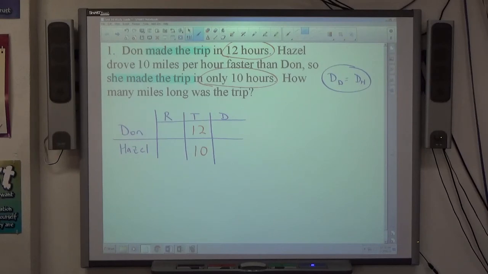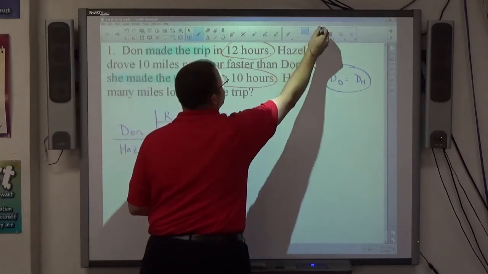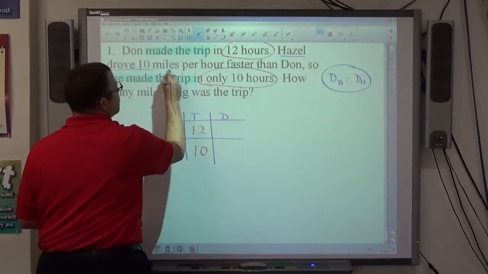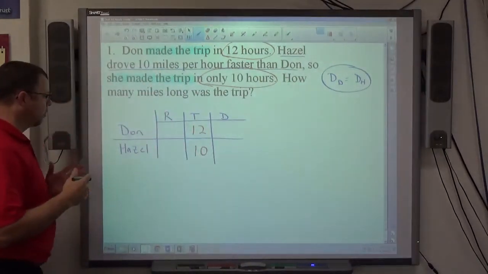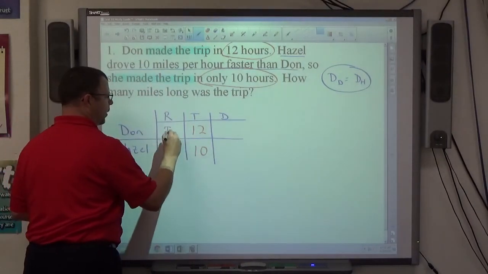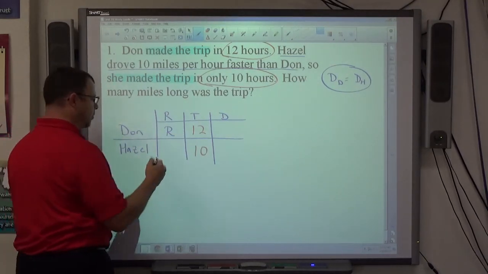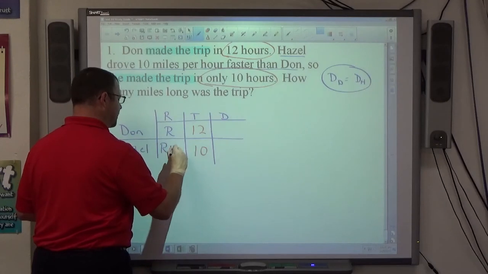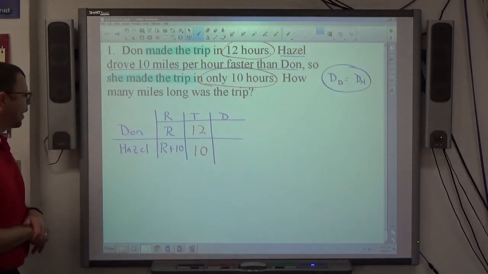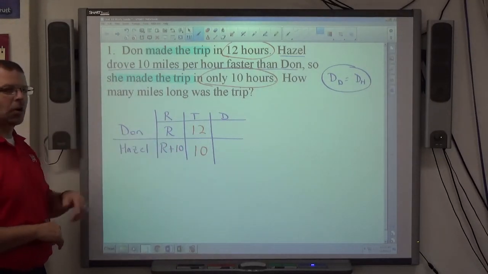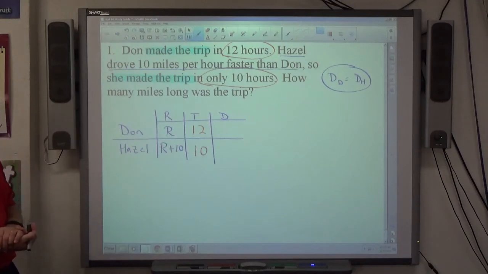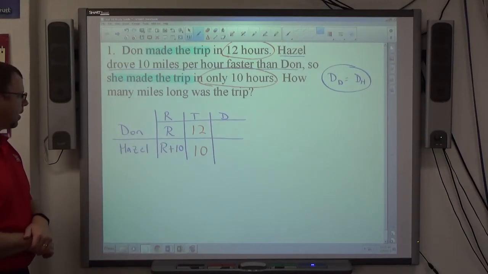They don't tell me how fast either person drives, but they do tell me that Hazel drove 10 miles per hour faster than Don. So if Don's going at whatever speed he's going, we'll call it R. Her speed is 10 miles per hour faster. Faster is an addition, so R plus 10 would be her speed. The other way to handle that would make her speed R and his speed R minus 10. I prefer to stay away from subtraction if I can avoid it, so this is probably better.